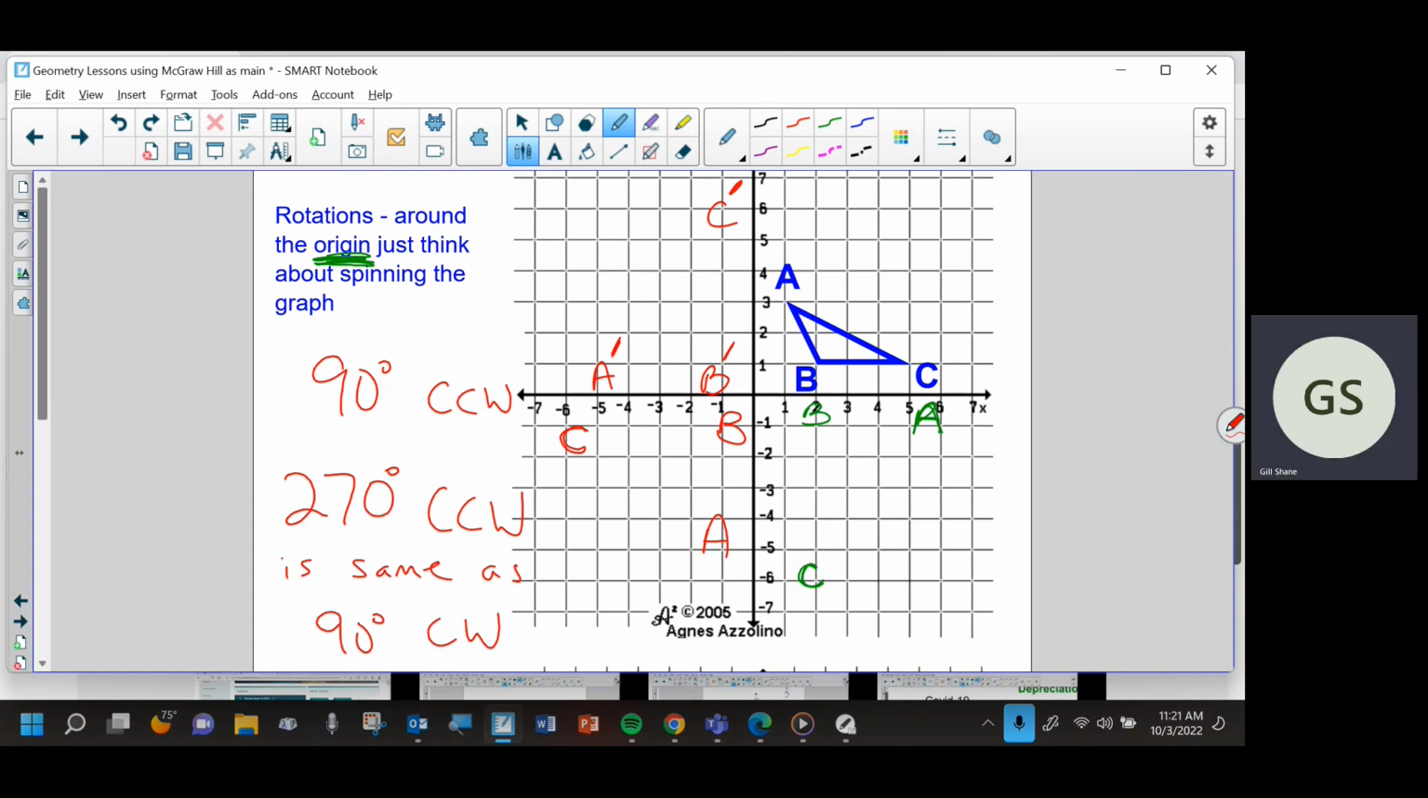I mean, they do put them on some sheets, but they just say it's the same thing as this, and this would be the same thing as 270 degrees clockwise. So just understand that the way that it rotates around the origin is 3 rotations is the same as 1 rotation in the opposite direction.